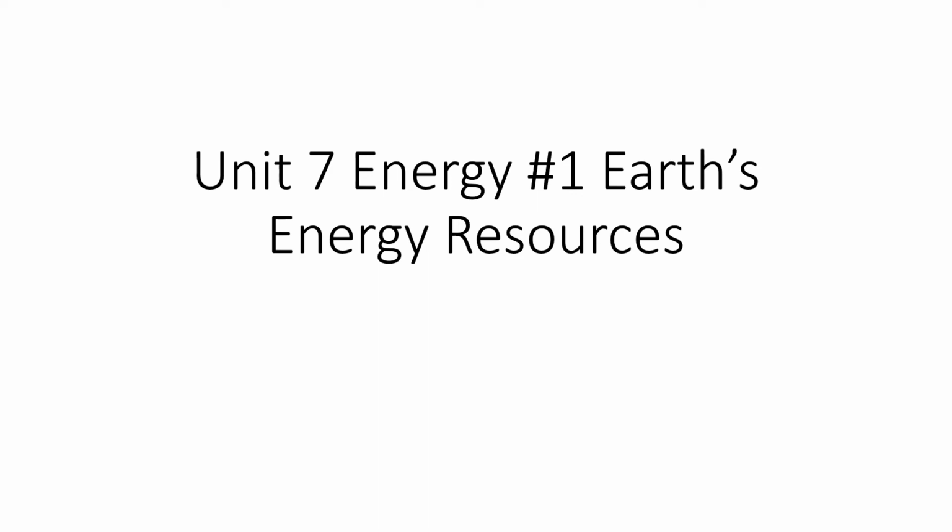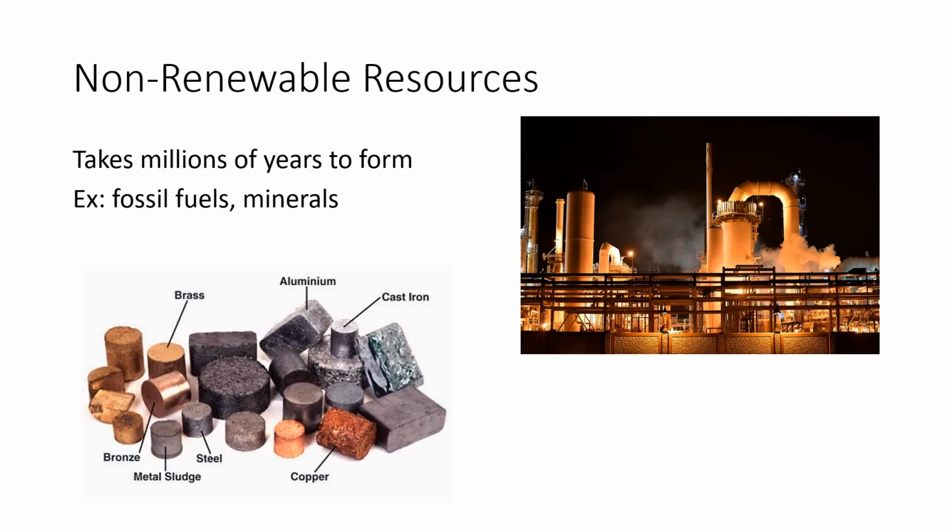Here is our lesson for Unit 7. This is about Earth's various different types of energy resources. There are two broad categories of energy resources found on Earth. The first is non-renewable resources.